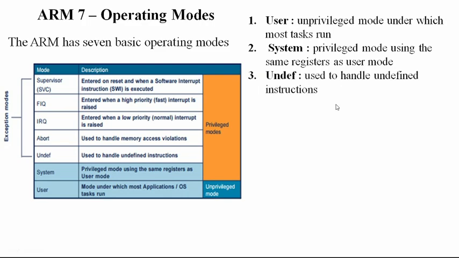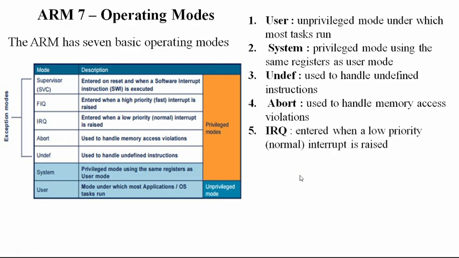The third one is called undefined mode. Undefined mode is used to handle undefined instructions, undefined variables, and undefined functions. The next one, the fourth one, is abort mode. This abort mode is used to handle memory violation situations.